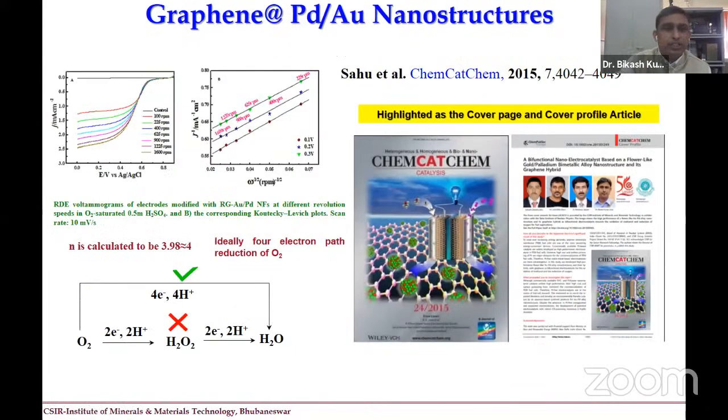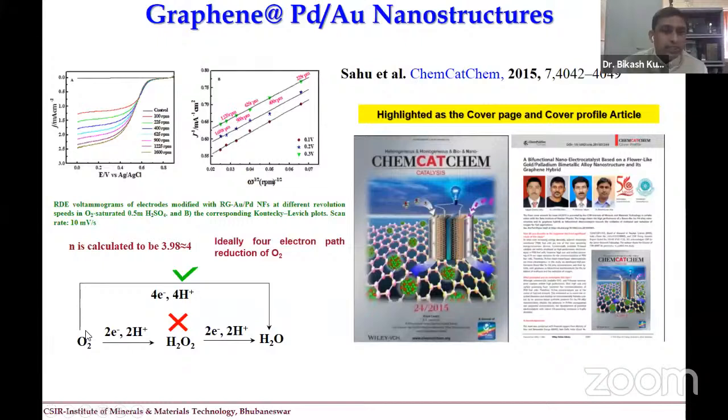After successful synthesis, we checked the methanol oxidation reaction. It is really good compared to palladium. We also checked the oxygen reduction reaction, and you can observe that the number of electrons transferred is 4, very close to 4. We are happy about that because when the oxygen reduction reaction takes place at the cathode, it can follow 2 processes.